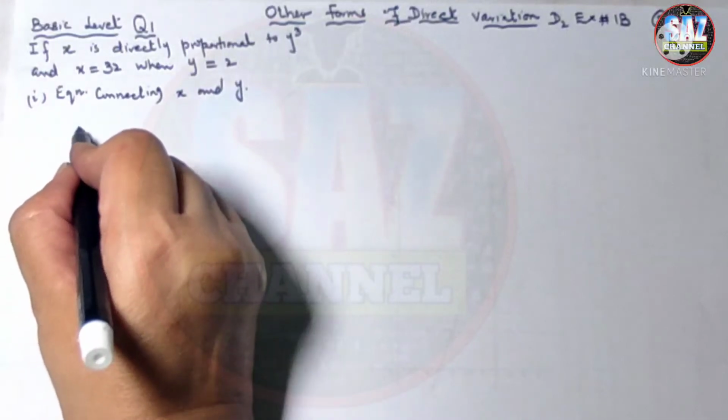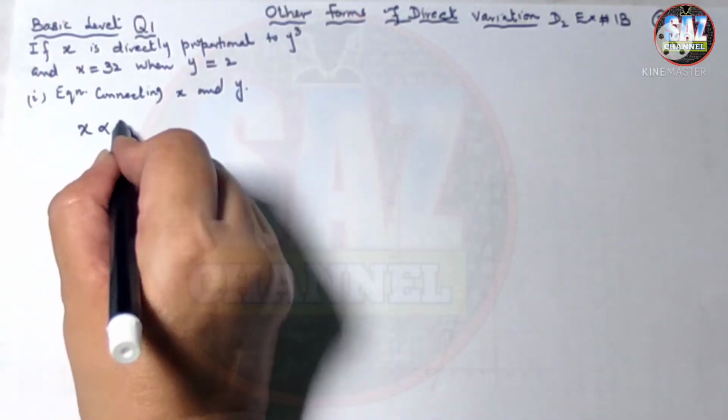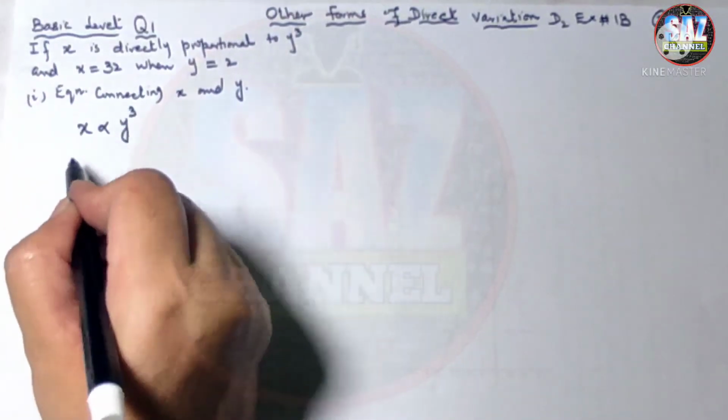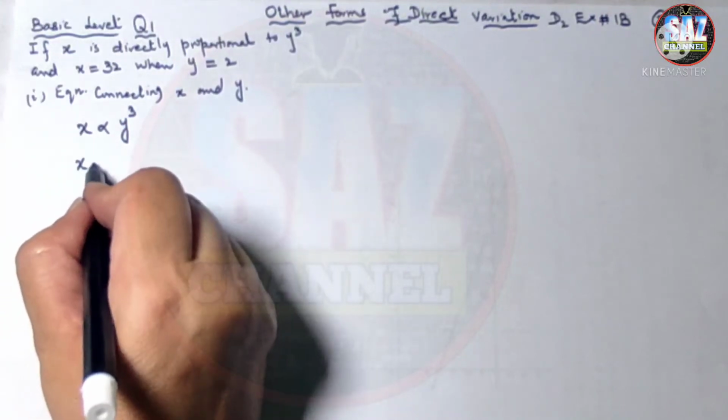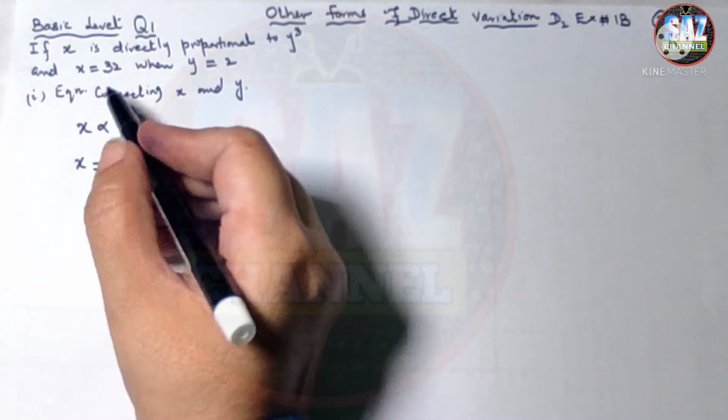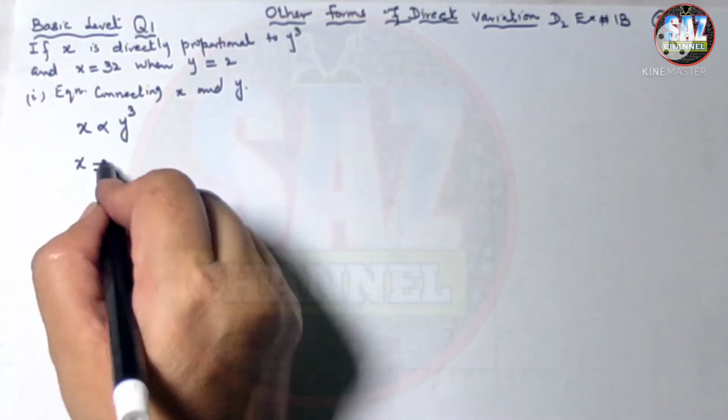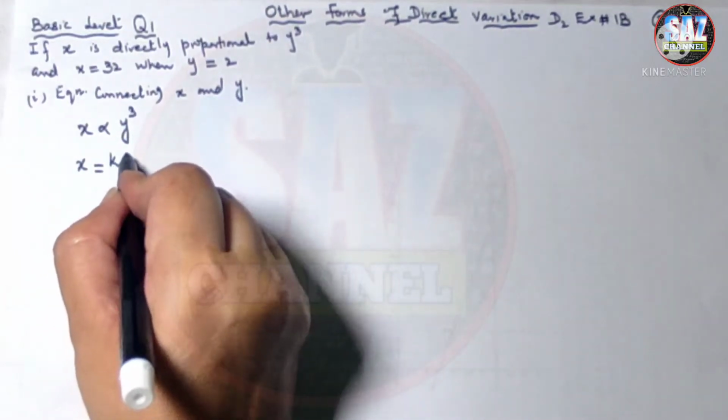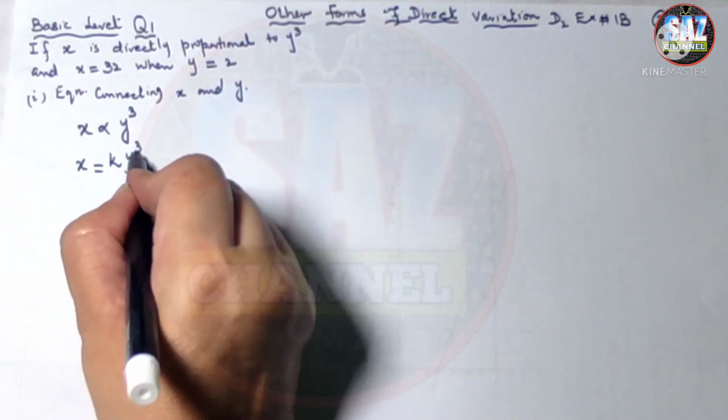y cube, so x directly proportional to y cube. I hope, students, you are now at this stage that you know that when I remove this variation sign, I have to put an equal sign and k. And what is that k? That is the constant of variation.